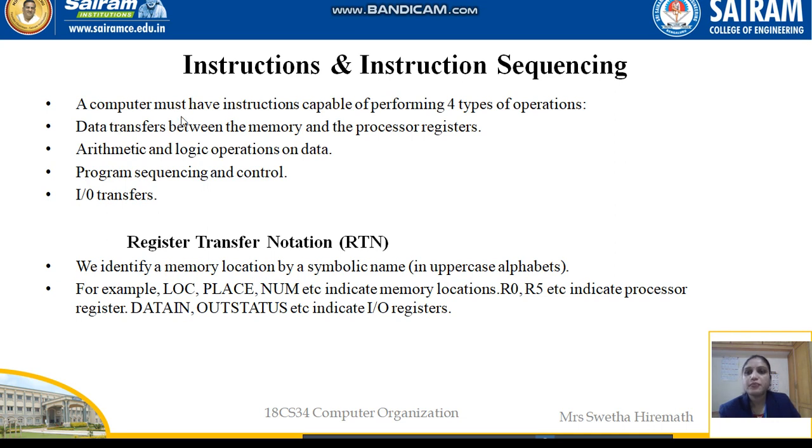First, a computer must have instructions capable of performing four types of operations. Four types of operations have been identified, and the instructions should be able to perform all of them. The first operation is data transfer between the memory and the processor register, that is nothing but load or store. We are going to write some data into the memory, or read data from memory to the processor. Those two operations it should perform, and also arithmetic and logic operations on the data.